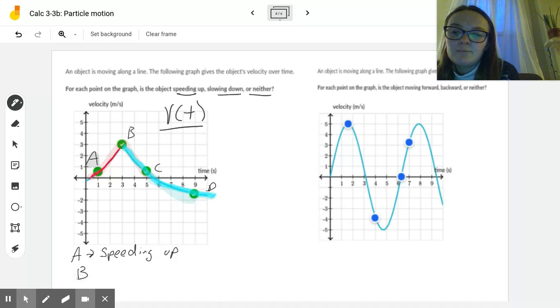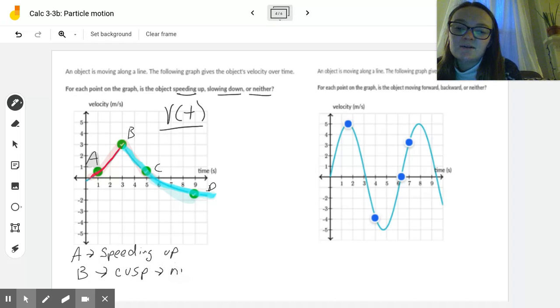Let's talk about point B. Well, point B is neither increasing nor decreasing. In fact, it actually happens on a cusp. And so we can actually say neither to this one. It's neither increasing nor decreasing.